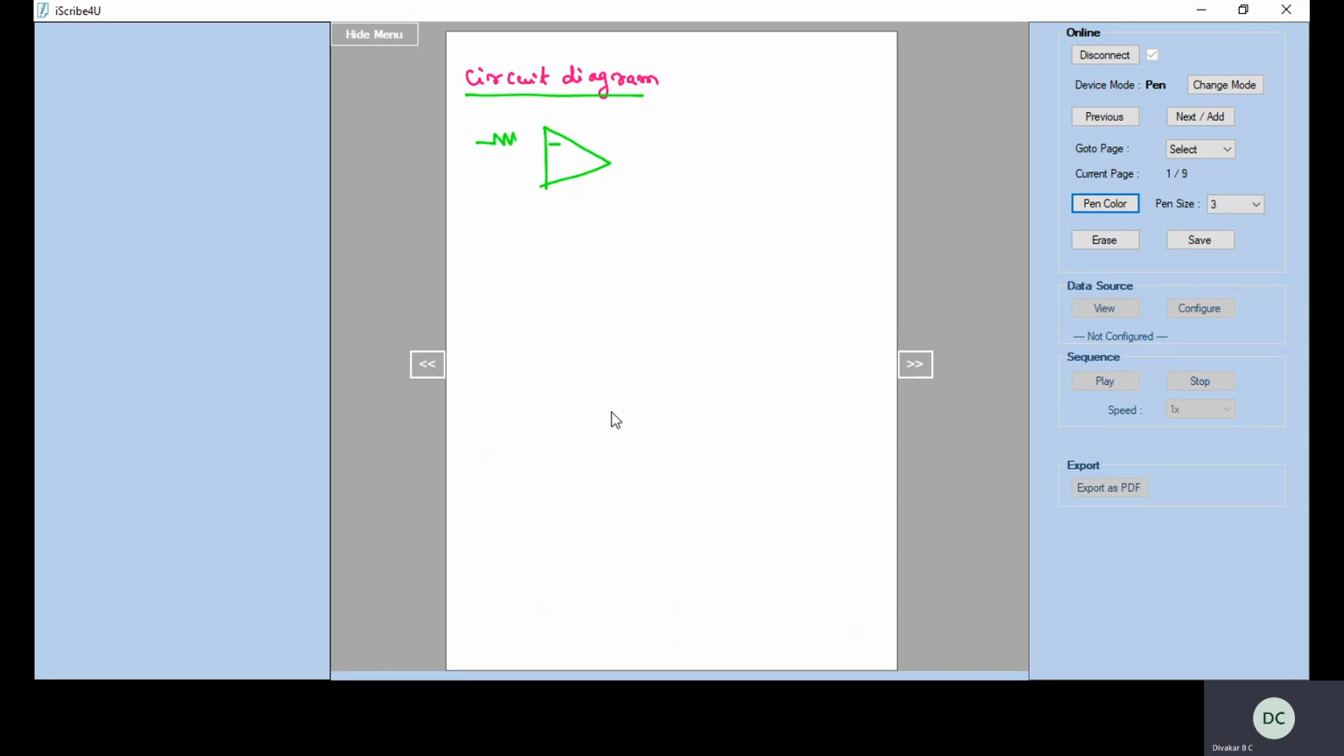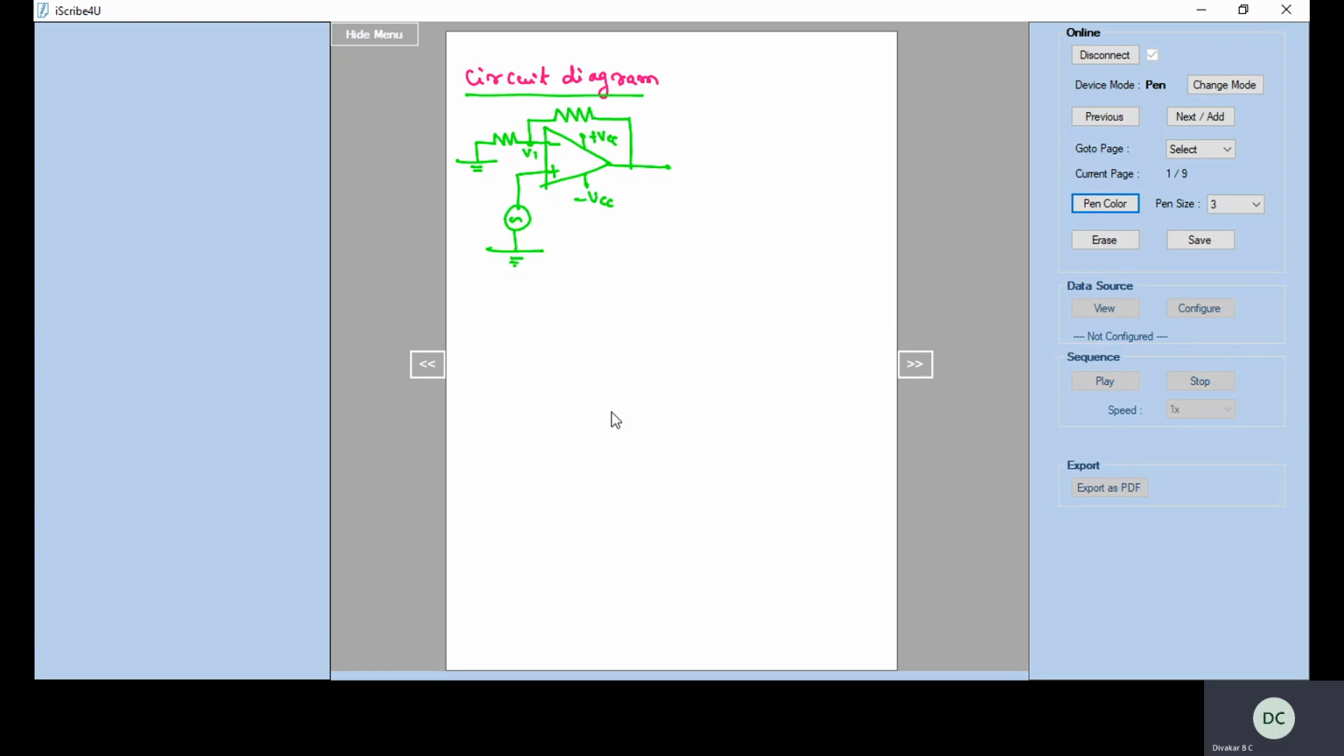We are making use of the negative feedback. What is a feedback? Some part of the output is injected back to the input. There are two types of feedback, one is the positive feedback and the other is the negative feedback. In operational amplifier, we use the negative feedback. This is plus VCC, minus VCC.